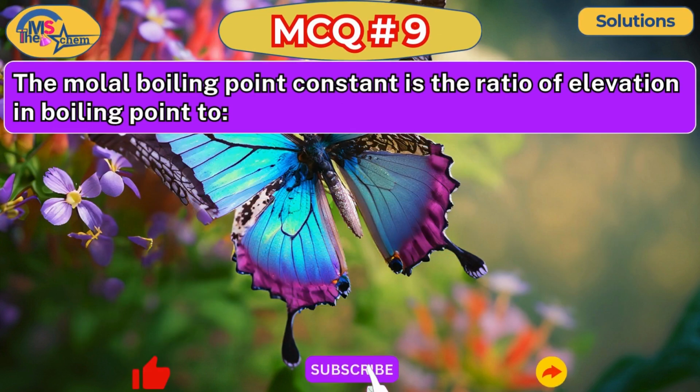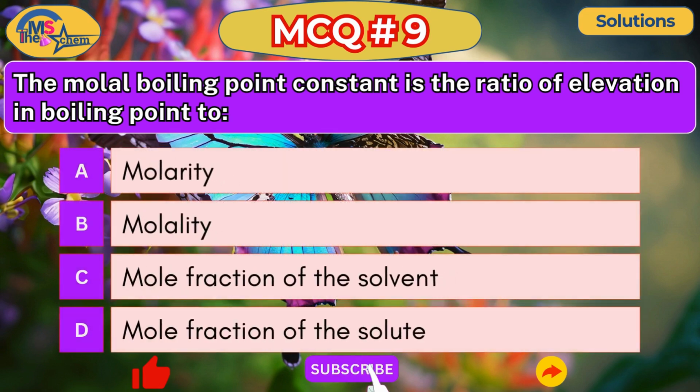And now question 9 is the molar boiling point constant is the ratio of elevation in boiling point to. Here are the four options given. Option A is molarity, option B molality, option C mole fraction of the solvent, option D mole fraction of the solute. The true answer to this question is option B molality.